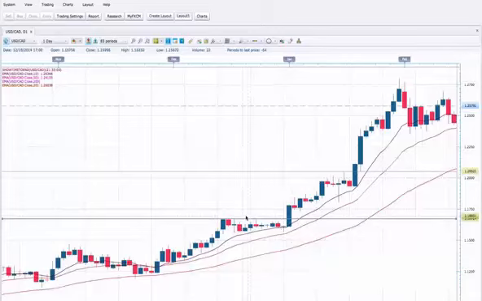what do you think would be a good stop loss for you? This is a daily chart. It doesn't matter what chart you're on. It could be a 1 minute, 5 minute, monthly chart, yearly chart. It really does not matter. A trend is a trend. Price action is price action.